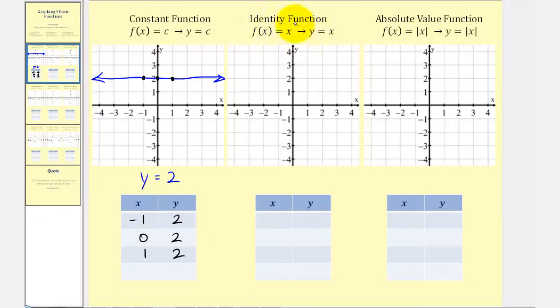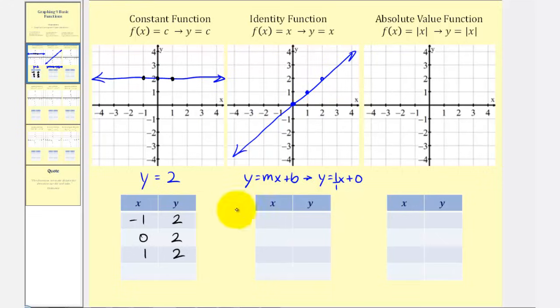Next we have the identity function, where f of x equals x, or again if we want y equals x. We should recognize this as a line in slope-intercept form, where m is the slope and b is the y-intercept. So for y equals x, we'd have y equals 1x plus 0. So the y-intercept would be 0. The slope would be positive 1, or if we want 1 over 1. So from this point, we go up 1, right 1, up 1, right 1, and we have our line, or the identity function.